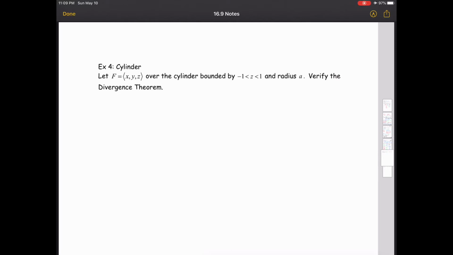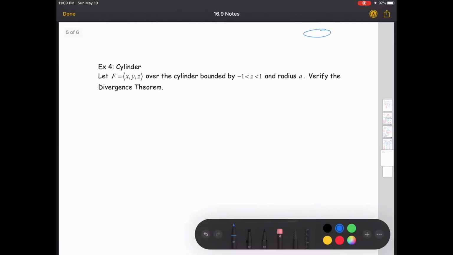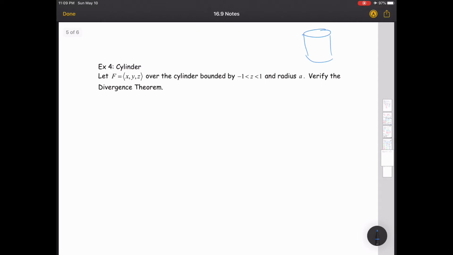Okay, example 4, we're going to do a cylinder using the divergence theorem. Again, we're going to do the divergence theorem first here, and then we'll show that the surface integral gives us the same thing. We have done cylinders several times already with surface integrals, but we'll still show it because this one has a radius of a instead of an actual number. So basically we have this cylinder, something like that, where the radius up here is a units long.